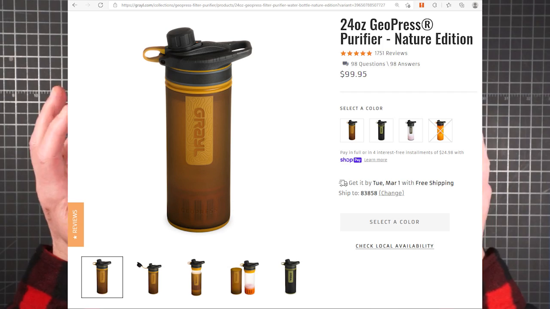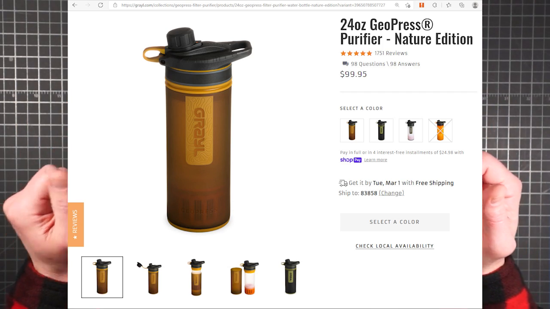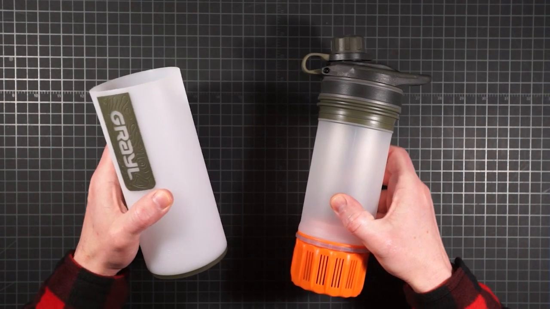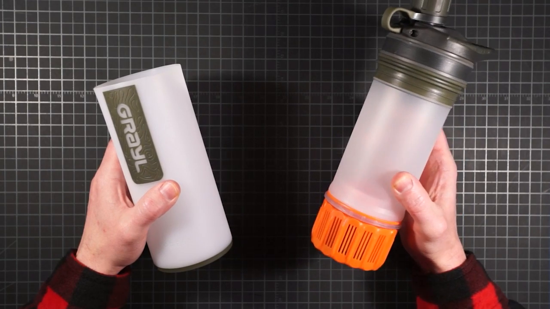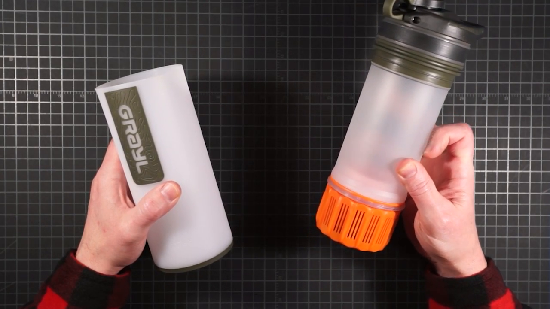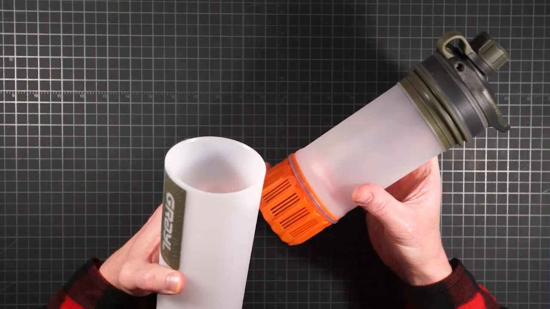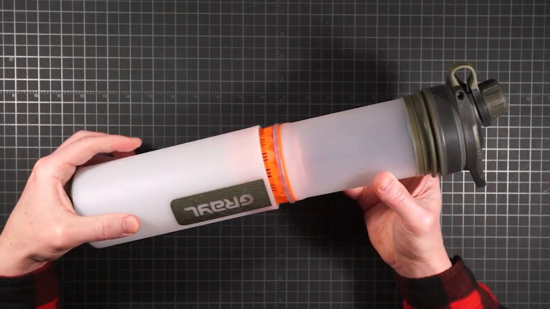Another bottle-style purifier in this class is the Grayl GeoPress. The plastic collection cup houses the internal unit, which is composed of a clean water drinking vessel fitted with a replaceable filter cartridge at the bottom. The two pieces seal against each other.